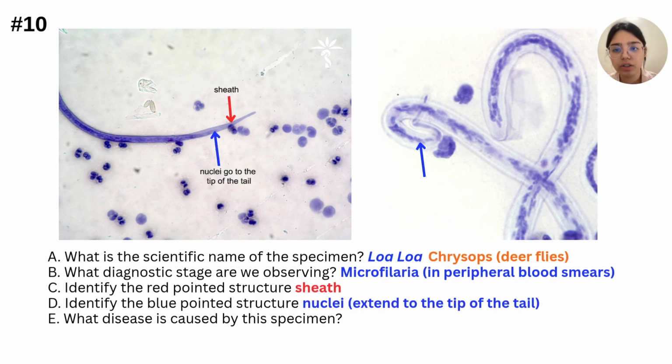The red arrow indicates the sheath surrounding the microfilaria, while the blue arrow points to the row of nuclei extending along the body and reaching the tip of the tail. This characteristic helps distinguish it from other filarial parasites.